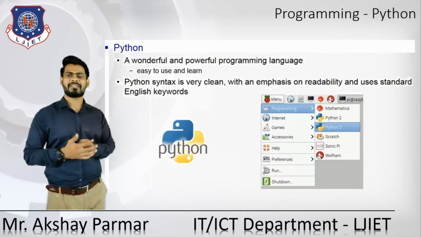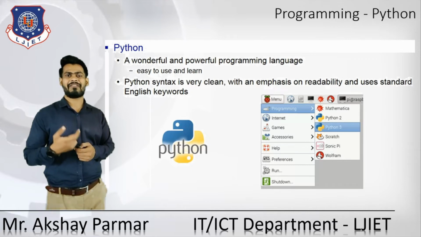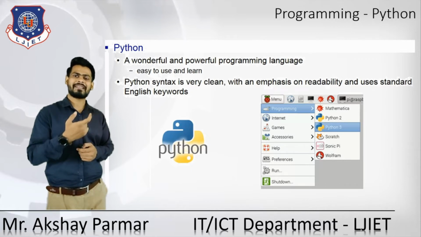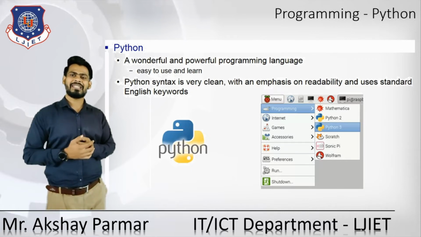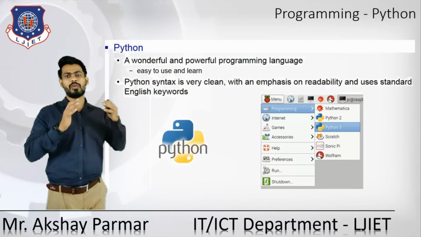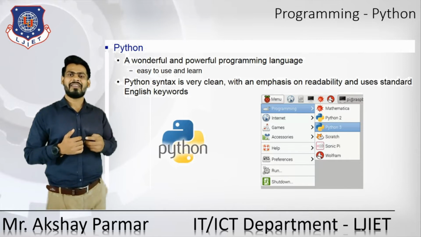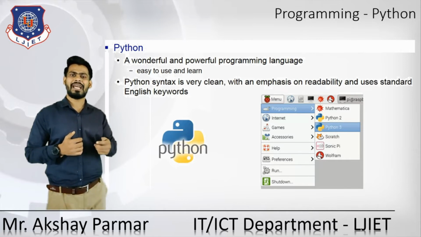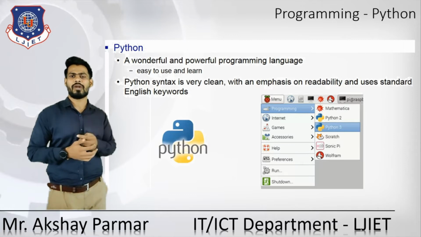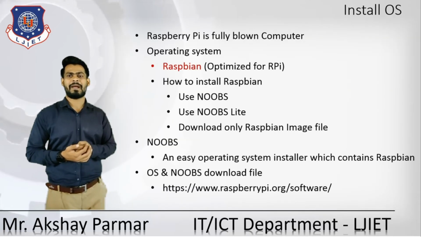Another thing by which we can program the Raspberry Pi is Python. In the name Raspberry Pi, the Pi stands for the Python interpreter. Python is a wonderful and powerful programming language. It is easy to use and learn. Python syntax is very clean, with an emphasis on readability, and uses standard English keywords. So Python is a really basic programming language by which you can code the Raspberry Pi.